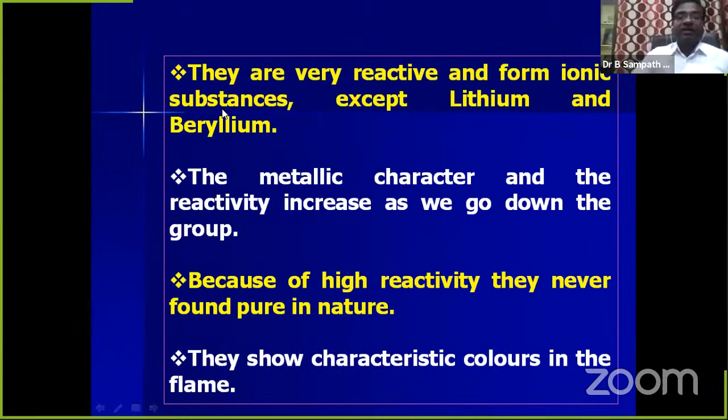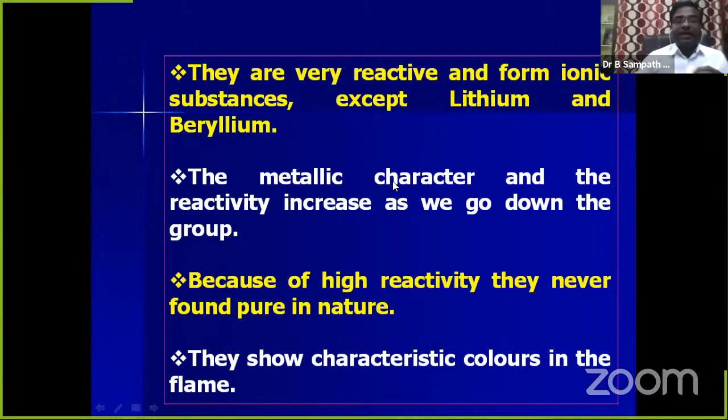So the s-block elements are very reactive and form ionic substances, except lithium and beryllium. See children, these s-block elements lose electrons. First group elements lose 1 electron, second group elements lose 2 electrons. After losing electrons, they convert into ions, and using those ions they generally form ionic substances. But except lithium and beryllium, these have covalent nature. Let us see in the next session.